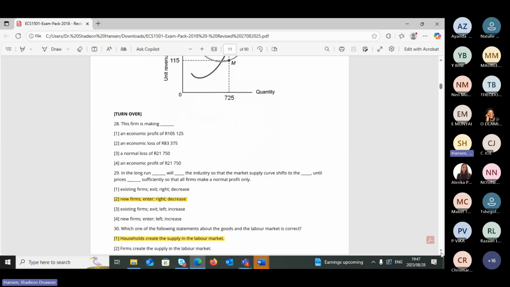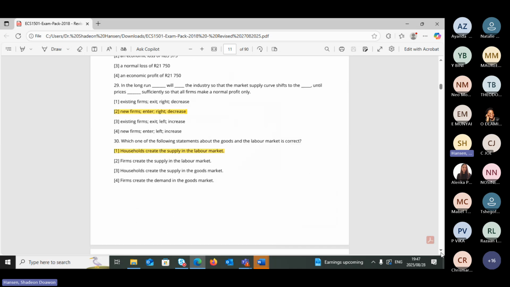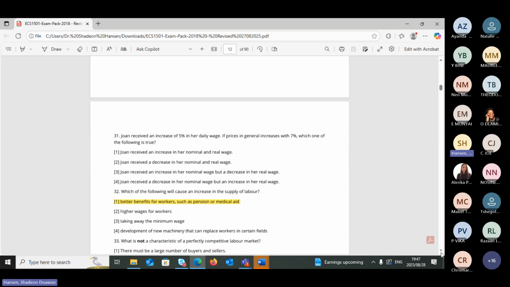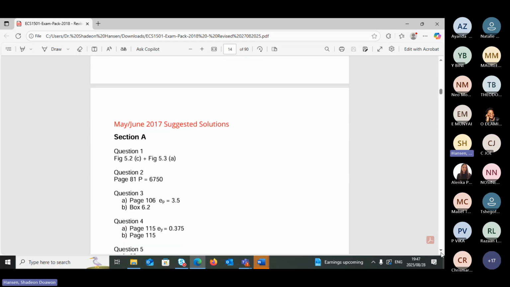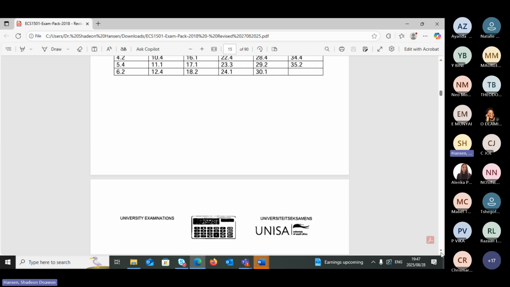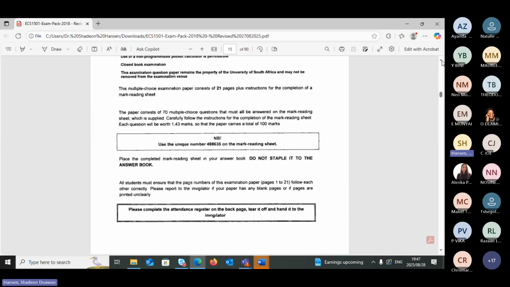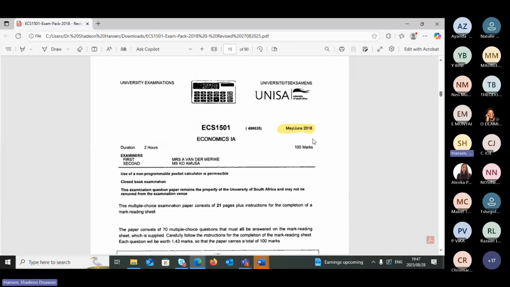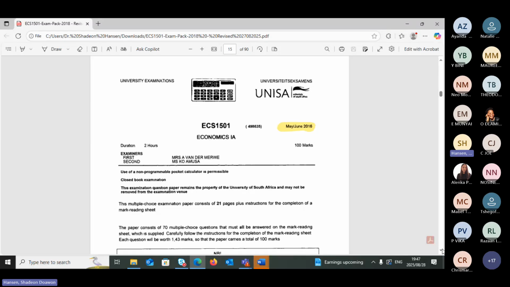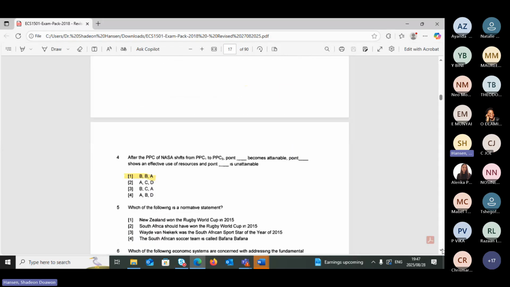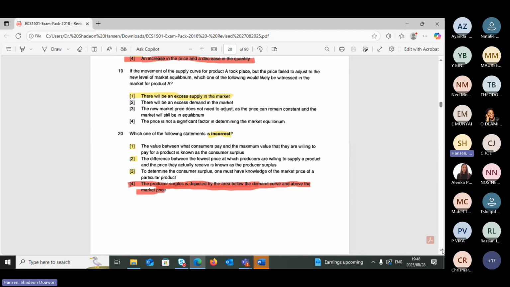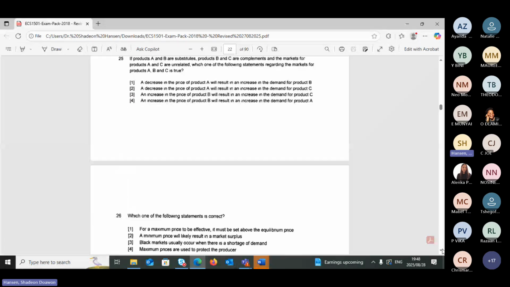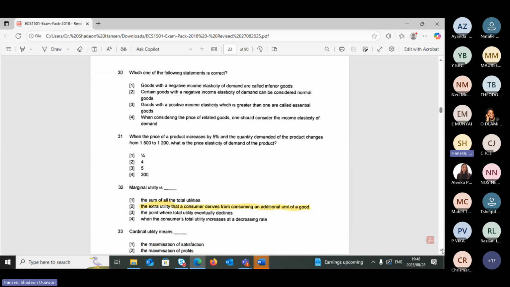I'm going to share it with you again in the SharePoint folder. I've shared the link with you last week as well, so you should have been able to access this paper. But on Monday we looked at the 2016 paper, which is this one over here. I believe we ended off at question 39, if I'm correct. Like I said, we made some very good progress.